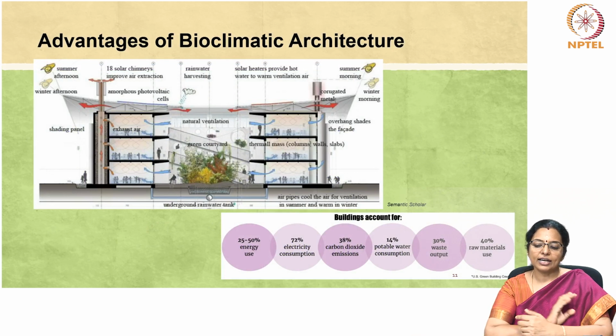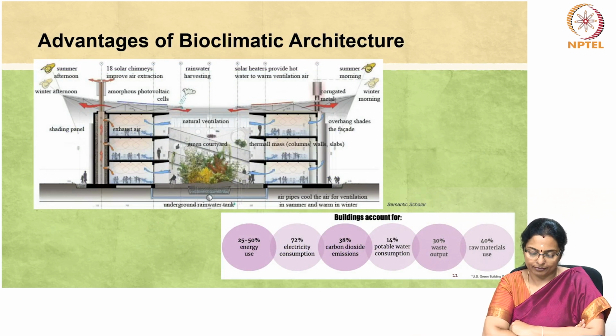Now, what are the advantages of bioclimatic architecture? First is reduced energy consumption. Bioclimatic architecture significantly reduces energy consumption by leveraging natural resources and passive design strategies. Techniques such as orientation, insulation and shading minimize the need for mechanical heating, cooling and lighting systems, resulting in lower energy usage and reduced carbon emissions.